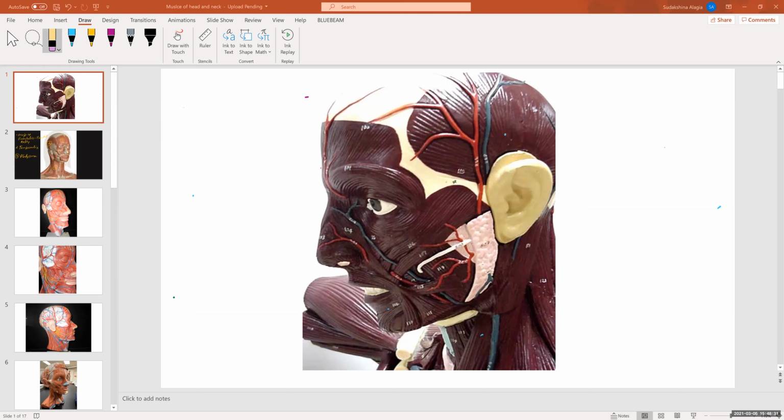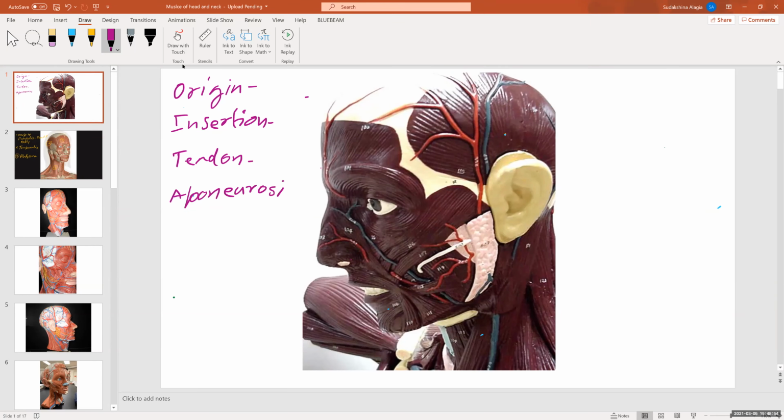Before we talk about these muscles, make sure that you have reviewed some of the terminologies. For example, what is an origin? What is an insertion? You should know this by now. What is a tendon? And what is an aponeurosis? Okay. So these four terminologies you should have already.